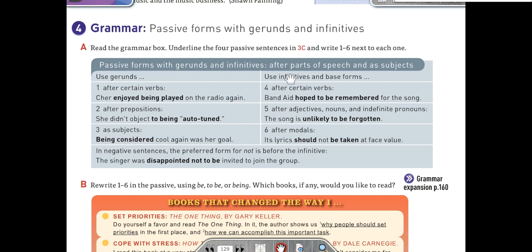And also, we have the infinitives and base forms. Recuerden que el base form también se les escucha nombrar como verb infinitive o infinitivo incompleto. For example, after certain verbs, nuevamente necesitamos recordar, verb hope. Otra vez, to be, tenemos el verbo to be y el verbo en past participle. Y después del verbo hope, siempre el siguiente verbo, sea el que sea, no importa que no sea be, the next verb is in infinitive. Ok, Band-Aid esperaba ser recordado. Fíjense cómo lo estamos utilizando aquí.